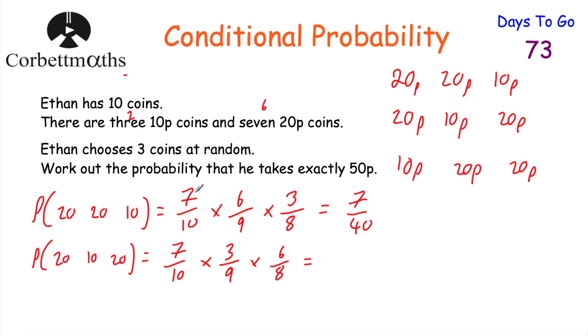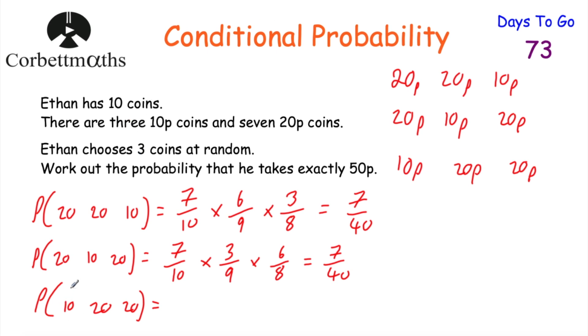Now if we have a look here at the numerators and the denominators, we've got the same numbers but just in a slightly different order in this question, so when we multiply those together that's equal to 7/40 again. And then finally we want to find the probability for 10p, a 20p and a 20p. You can probably guess what the answer is going to be here, but let's work it out and see.